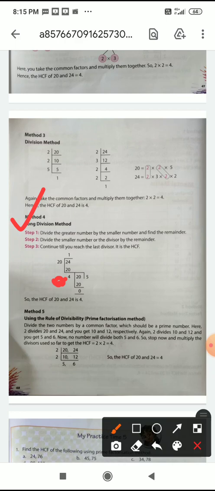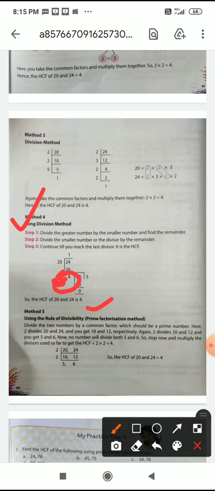So here, which is the highest common divisor, or which is the HCF? Children, remember, the last divisor of the division is known as the HCF. So here we get 4 as the last divisor. So here 4 is the answer.